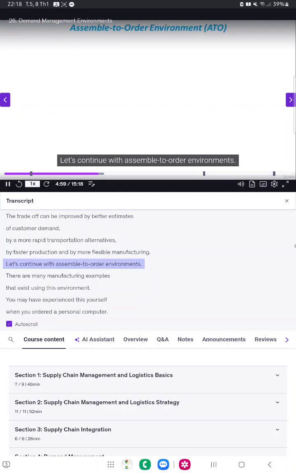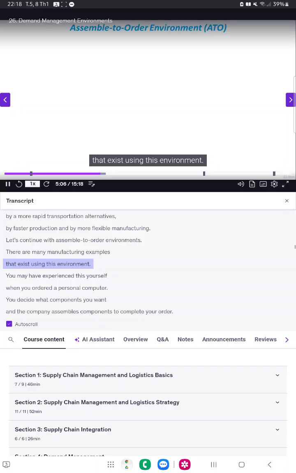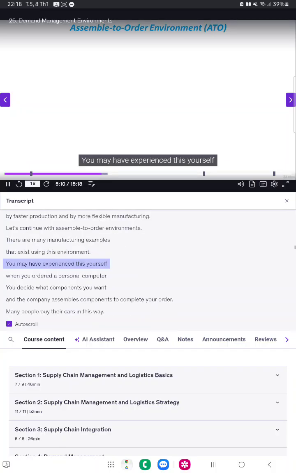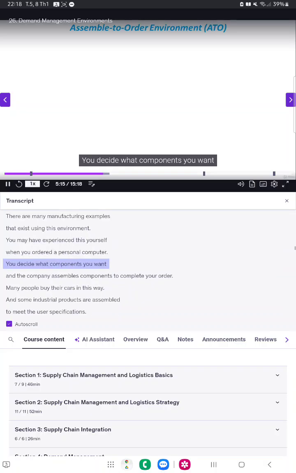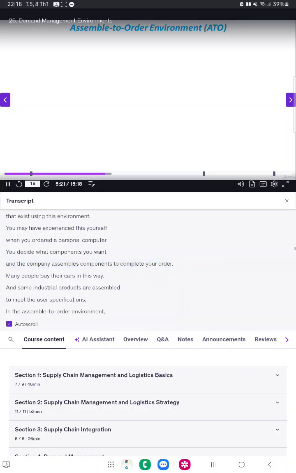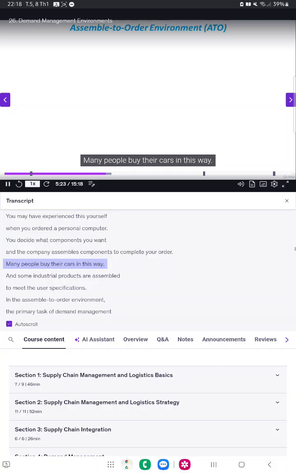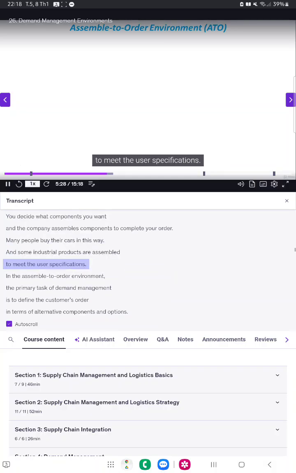Let's continue with the assemble-to-order environment. There are many manufacturing examples that exist using this environment. You may have experienced this yourself when you ordered a personal computer. You decide what components you want, and the company assembles components to complete your order. Many people buy their cars in this way, and some industrial products are assembled to meet the user specifications.